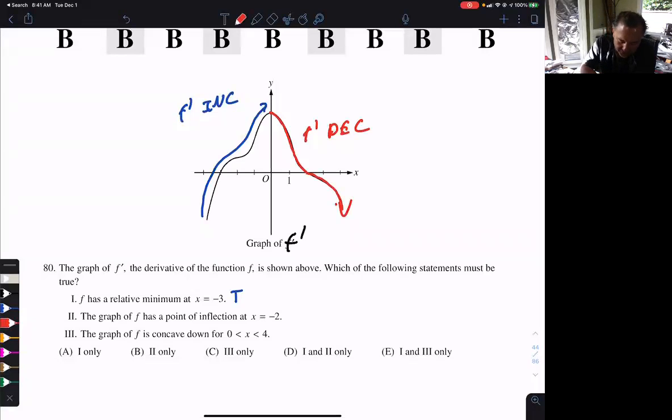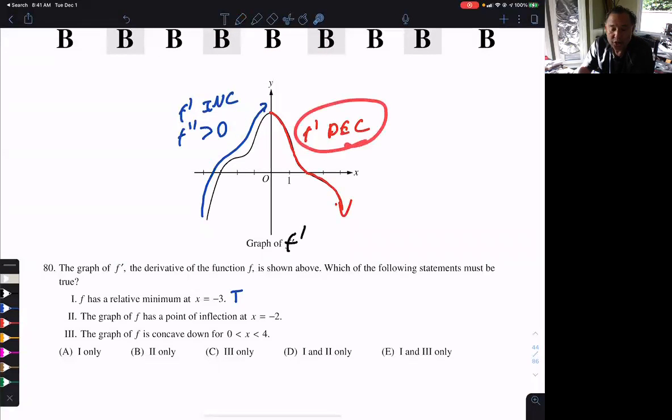Back to your justifications. If any function is increasing, you should know its derivative is positive. That's basic. So since F prime is increasing, its derivative, F double prime, must be positive. Now, looking at the other side, here, F prime is decreasing. We know if any function is decreasing, its derivative is negative. Therefore, the derivative of f, which is f double prime, must be negative.